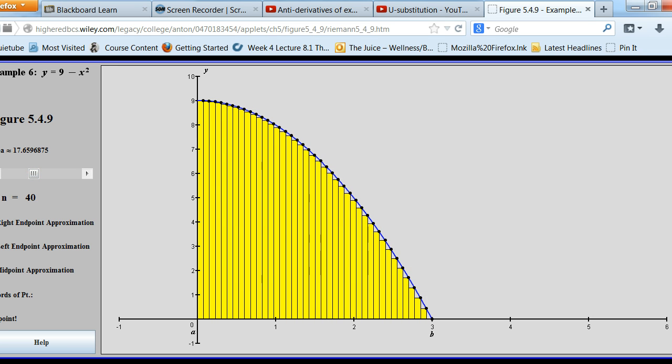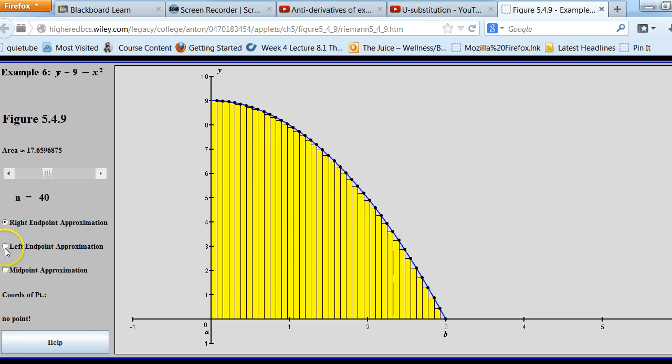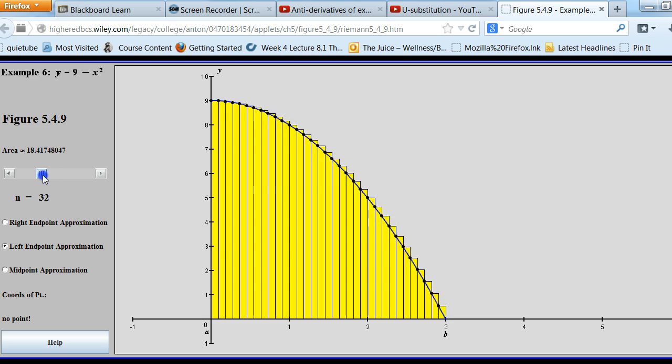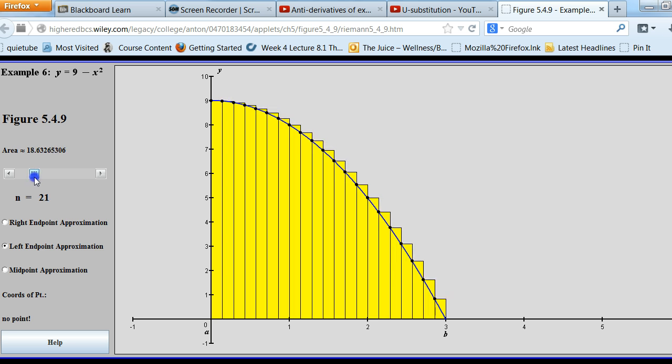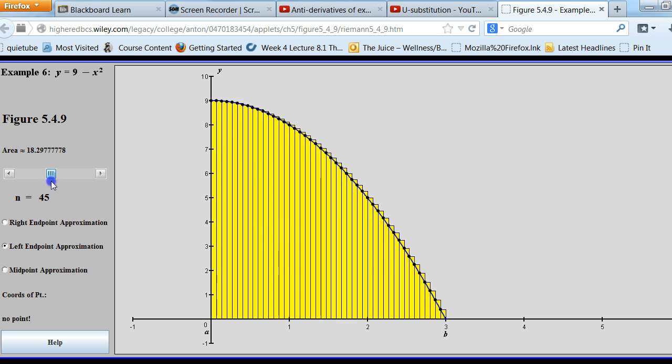Then you can click on the left endpoint. Let me see if I can move the window a little bit to show you guys. You can click on the left endpoint. Let me show you fewer of them. So this one is where the area is touching at 4. Notice with 4 rectangles, it's pretty obvious. But then you can do more of them, and notice you're getting a better approximation.